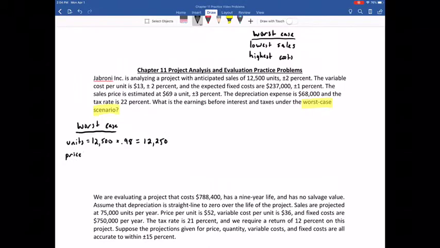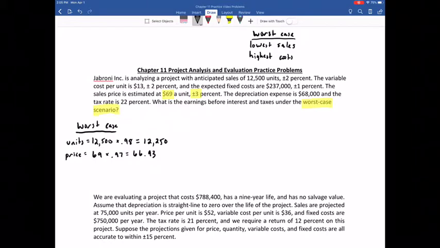Now, not only are we selling a lower number of units in our worst case scenario, we're also receiving the lowest price. So when I look at price here, they say that it would have a sales price of $69 a unit plus or minus 3%. So base case is $69, but if it's a worst case scenario, I would actually only receive 97% of that since it's plus or minus 3%. So I'm going to take my initial base case of $69 and multiply it by 0.97. And my price per unit under a worst case scenario would be $66.93. So that would equate to the lowest amount of sales.